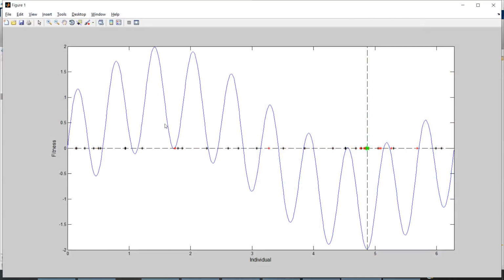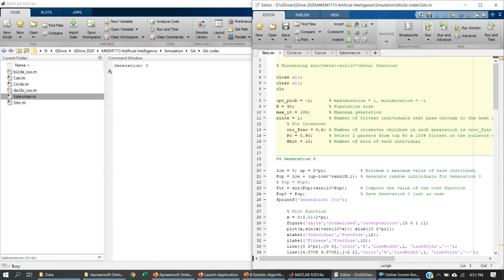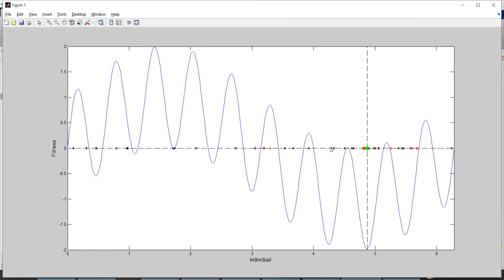As you can see, all the points converge quickly to the optimal solution. Green is the best solution in every generation. Black is the individuals in generation 0. Red is the individuals in the current generation. Okay, let's run this again. As you can see, it does find the best solution rather quickly.